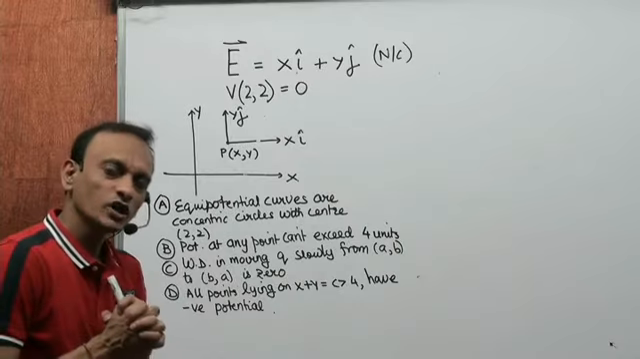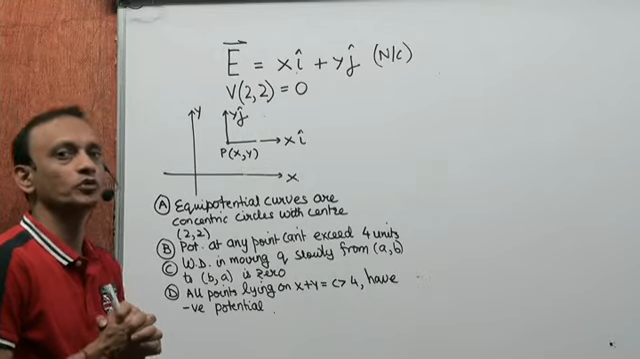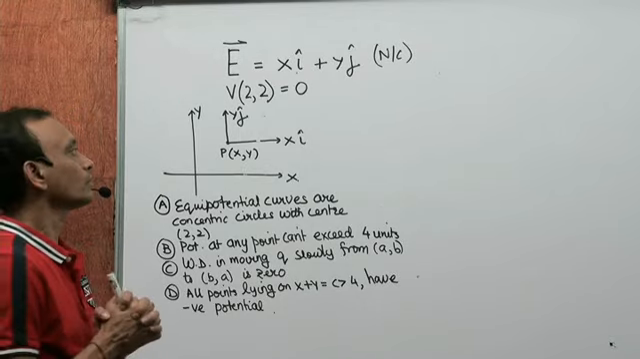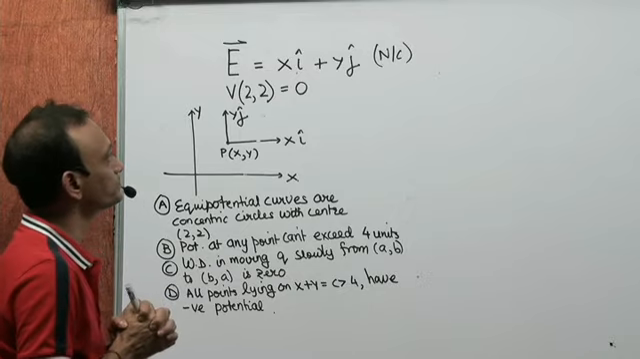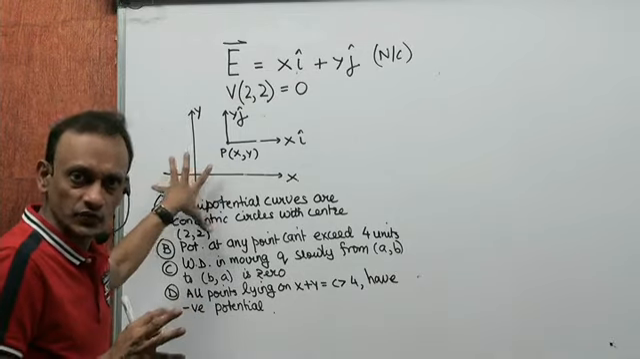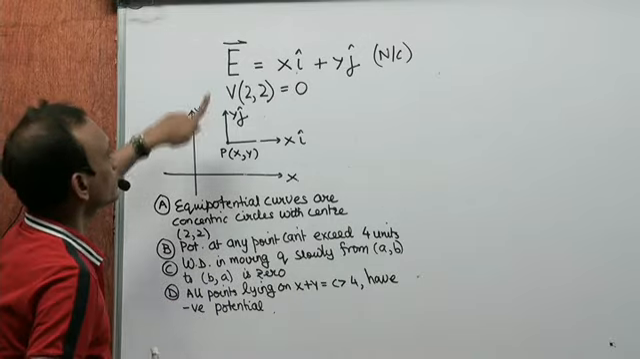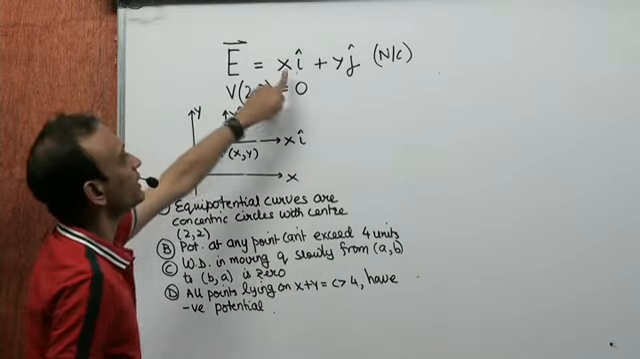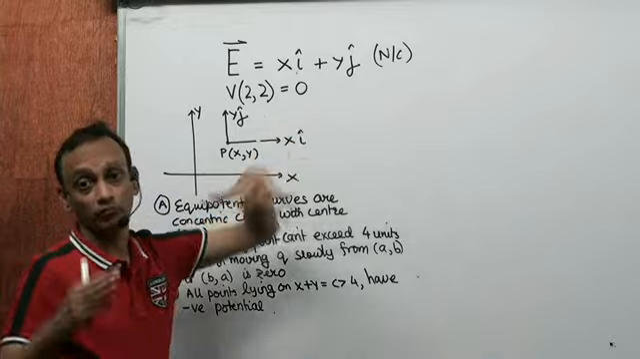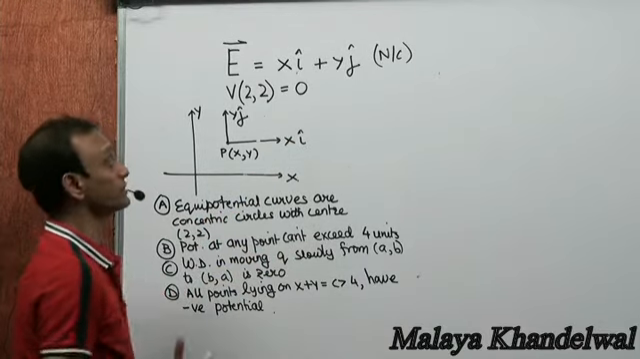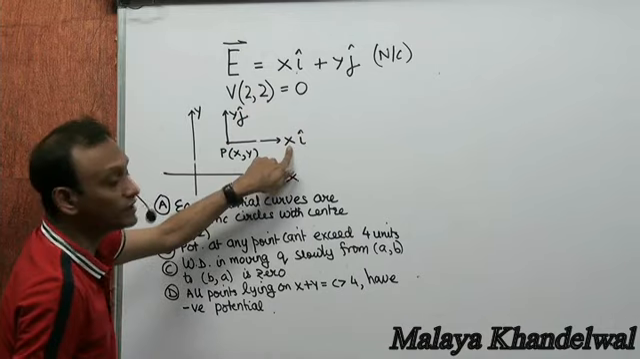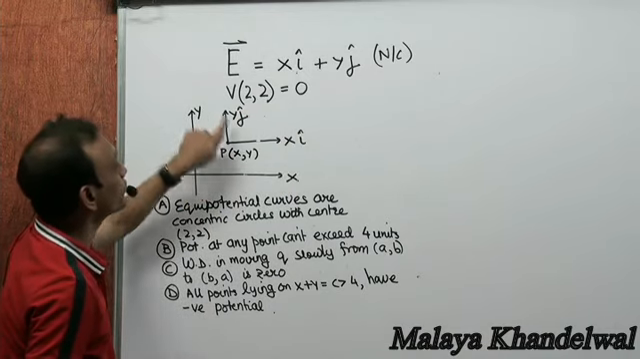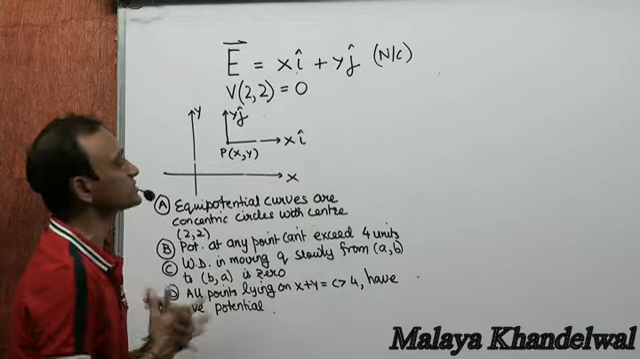So again, a very routine problem on electrostatics. Direct application of concepts that you may have already learned. We have in the xy plane an electric field given by x i cap plus y j cap, obviously a variable electric field. At a point x comma y, the x component of the electric field is x units, and the y component is y units.